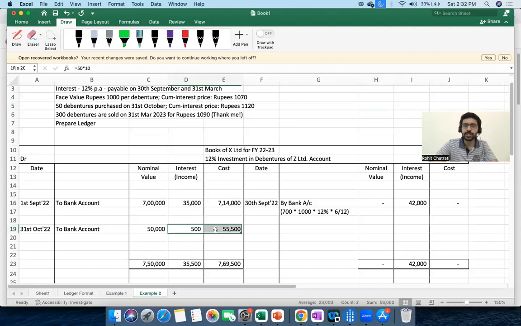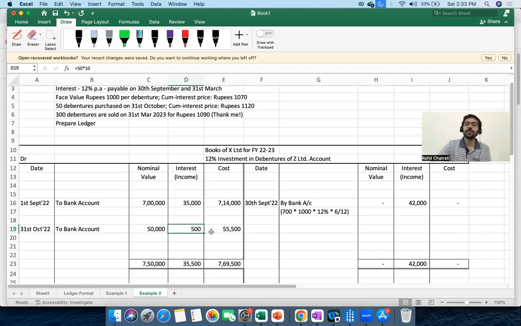Out of that 56,000, it includes interest of 500 rupees, which is nothing but 1 month of interest from 30th September till 31st October. And the remaining 55,500 is towards the investment. That is the true price of the bond, and that is what I'm recording in the cost column.